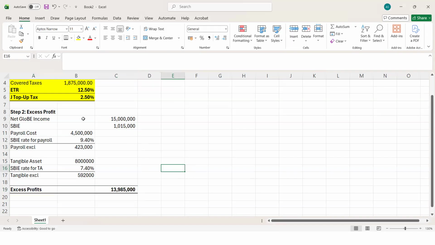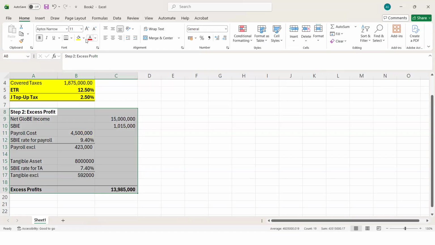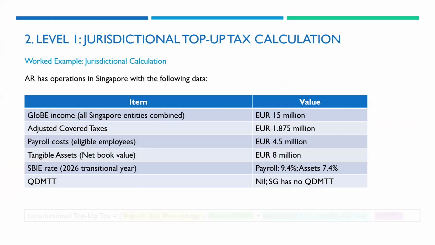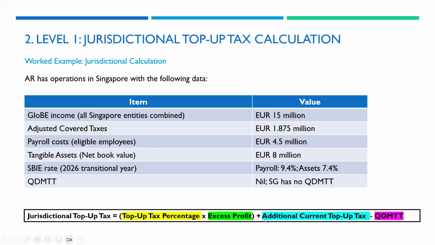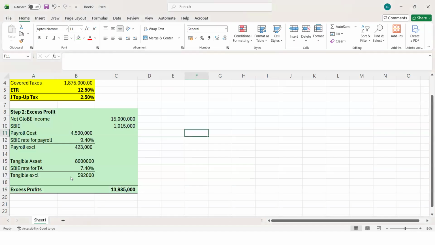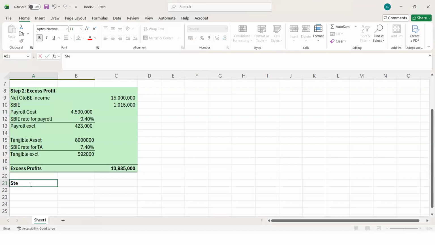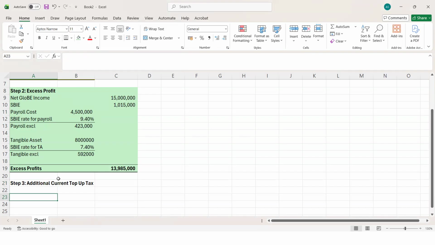Is that clear? How to calculate? We'll go into SBIE and all, don't worry. So this is green. Okay, in the formula, this is green. Now we have to see if there is any additional current top up tax. Additional current top up tax, I told you, is nothing but, let's say that last year's was different and now we are adding the income element into this.